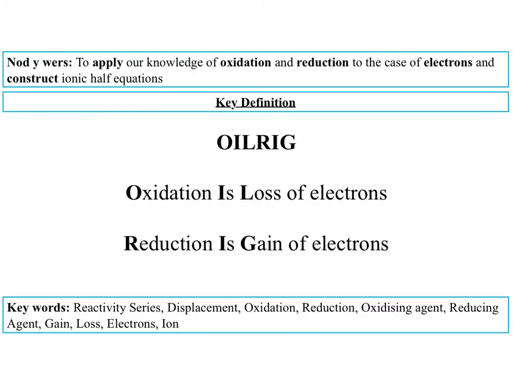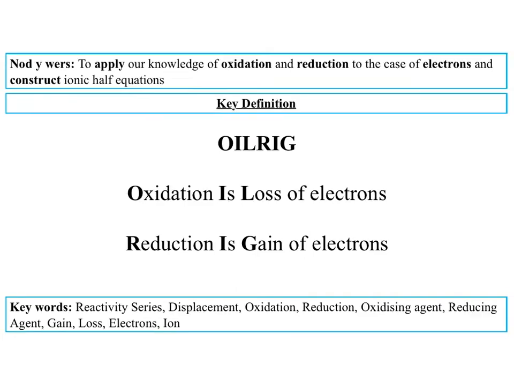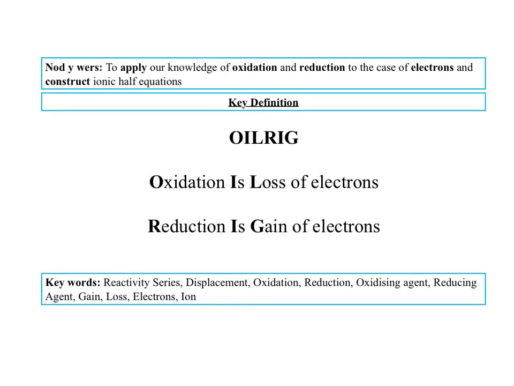Okay, so we're going to move on now to looking at it in terms of electrons. So to start off, we looked at it in terms of oxygen. Now we're going to look at it in terms of electrons. And a nice easy way to remember this is OIL RIG. Oxidation is the loss of electrons, reduction is the gain of electrons.